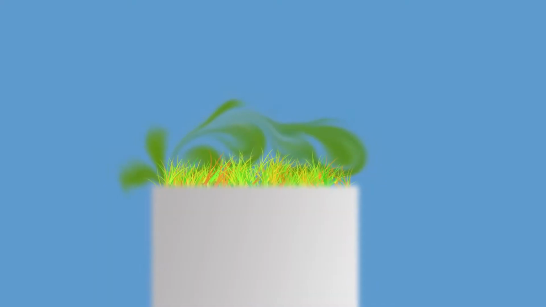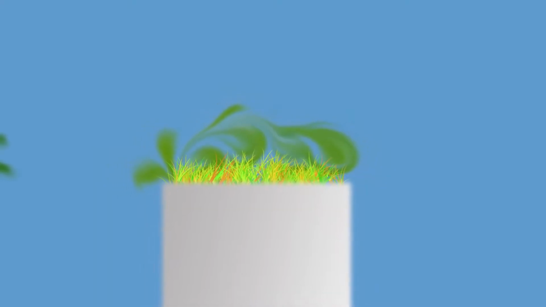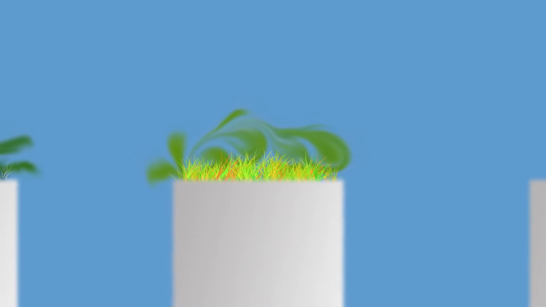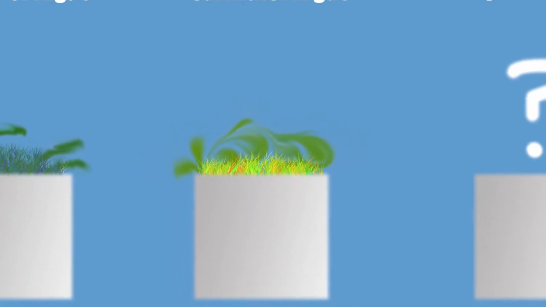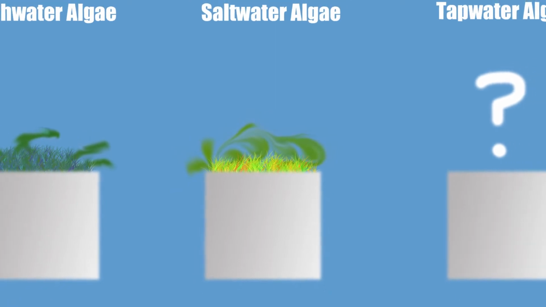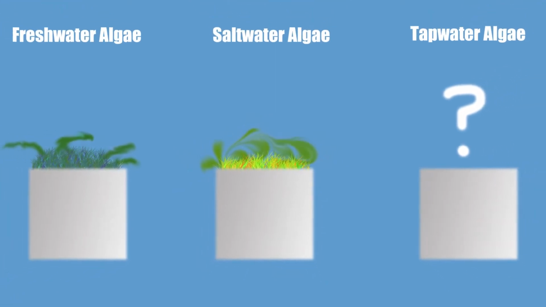Illustrated is what I hypothesized to be the results of this project. Salt water will produce bright green algae, fresh water will produce dark bluish green algae, and tap water, well, I don't know what tap water will do, we'll find out later.